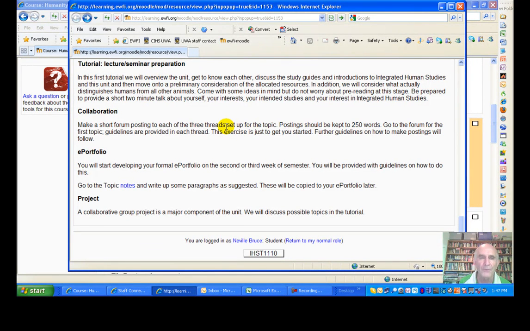There are 3 forum threads, all based on those initial readings, and we'd like you to post your own thoughts on each reading, about 250 words. Beyond that, we'd like you to start thinking about your e-portfolio and work on some paragraphs that we mentioned in the activities earlier on. Go to the topic notes and you'll see these again. Finally, if we get a chance during the tutorial, we'll discuss the collaborative group project. Now let's go back.